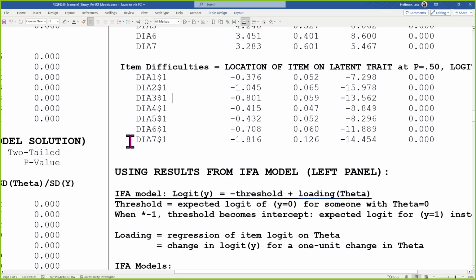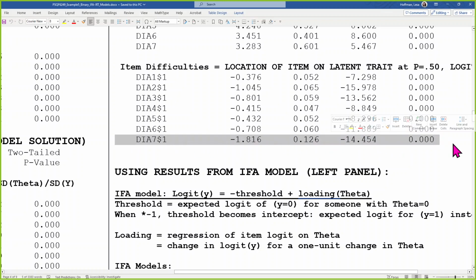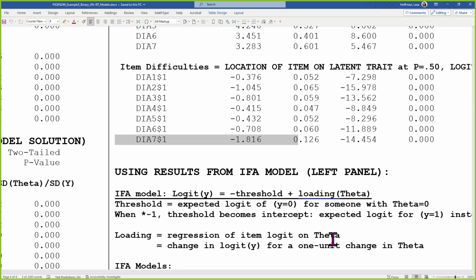These tell you, say it again. Are these ones still threshold? These are difficulties. Okay, so say what you said before. So for item 7, for someone to have a 50% chance of getting item 7 correct, they would need a theta of -1.8. That's exactly right. So these are the theta estimates needed to hit a probability of 0.5 in this model.